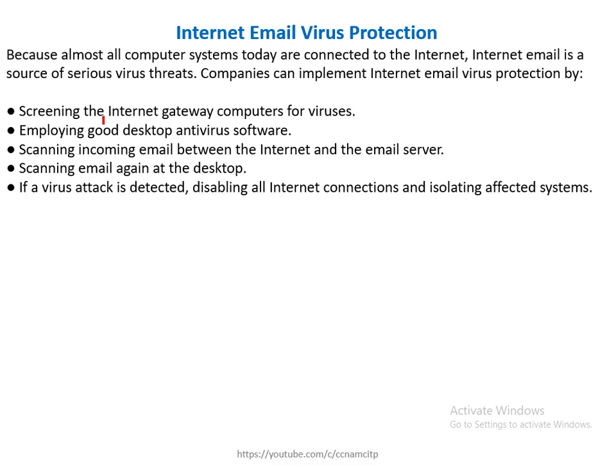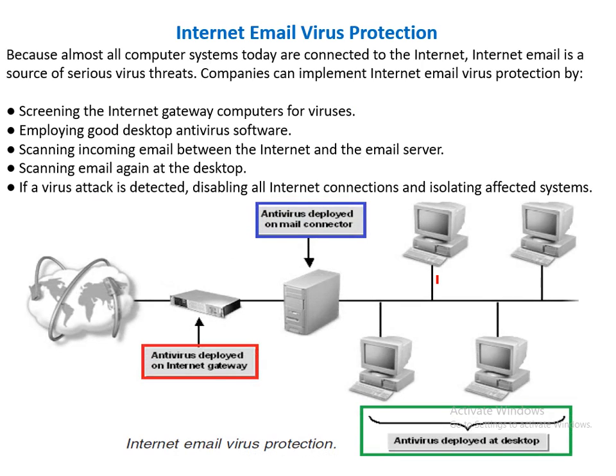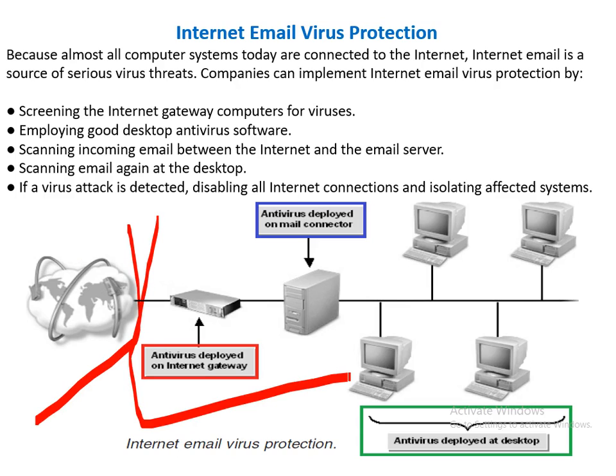The meaning is very simple. First of all, screening the internet gateway computers for viruses. I have taken this graphic also. This is my ISP, this is global, and this side is my LAN. This is my gateway, which could be a router or a firewall. I have to screen the traffic, whether it is clear or having viruses or not. So one filter is done here.